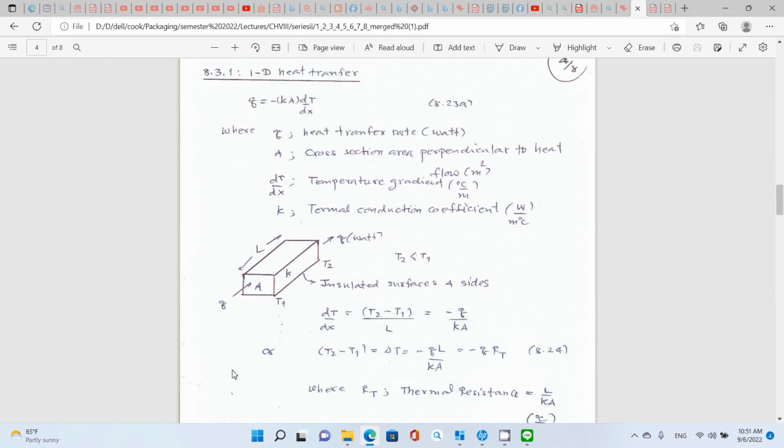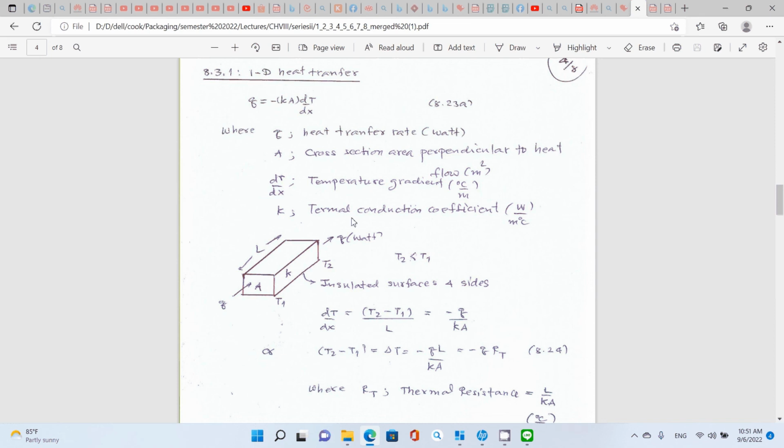Now let's move to our next topic, 8.3.1, one-dimensional heat transfer. According to equation 8.23a, you have Q equal to negative K A dT by dx, where Q is the heat transfer rate with the unit of watt.